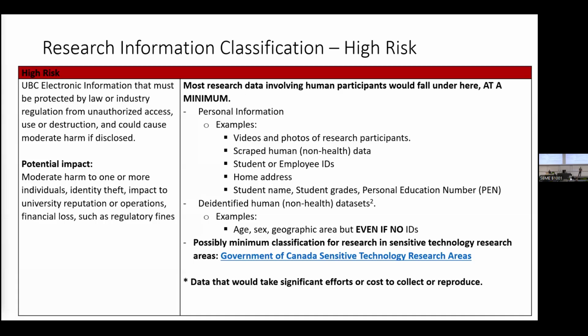Also, high risk data, if it's not personal information, can be something that's difficult to recollect or reproduce. So if you have data that's very valuable to your research, not necessarily personal information, but information that would be very difficult to get back if it gets lost or stolen, then you might want to classify it high risk, so you have the proper controls in place.